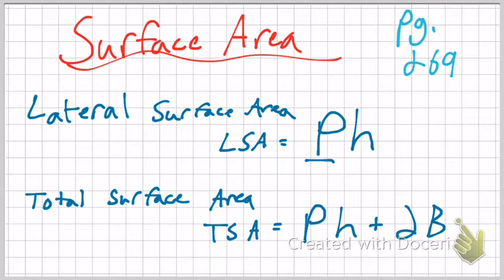Lateral is the perimeter of the base times height. Total surface area is the perimeter of the base times height plus 2 times area of the base. Good. So what does total surface area have that lateral surface area doesn't? No, they both have perimeter. The total surface area has the area of the bases, right? How many bases does a prism have? 2. Okay. So total surface area includes those 2 surfaces. Lateral surface area doesn't include those 2.